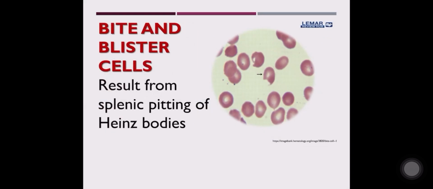Pitting, removal of inclusion by the spleen. Bite cell ang tawag sa mga red cell wherein yung Heinz bodies na pit o natanggal ng spleen. Sa condition tayo pwede maka-encounter ng bite cell at saka blister cell. Sa mga condition na pwede maka-encounter ng Heinz, for example in G6PD deficiency.